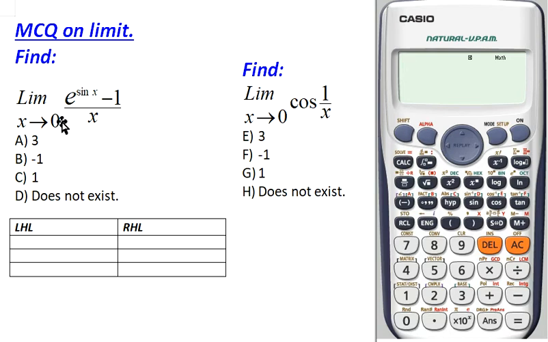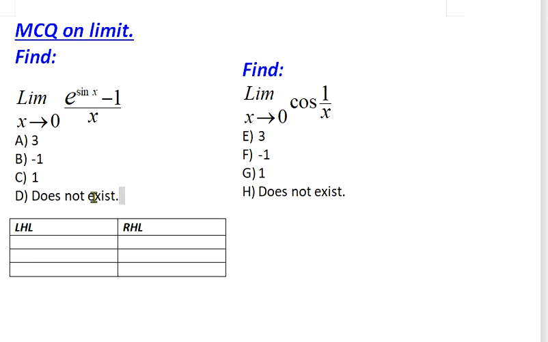Okay, first of all let's have a look at this first question. We have to calculate the limit of this function when the input variable x approaches 0. Four options are given, and among these four options one option is does not exist. When one option is does not exist, we have to calculate both the left hand limit and the right hand limit.